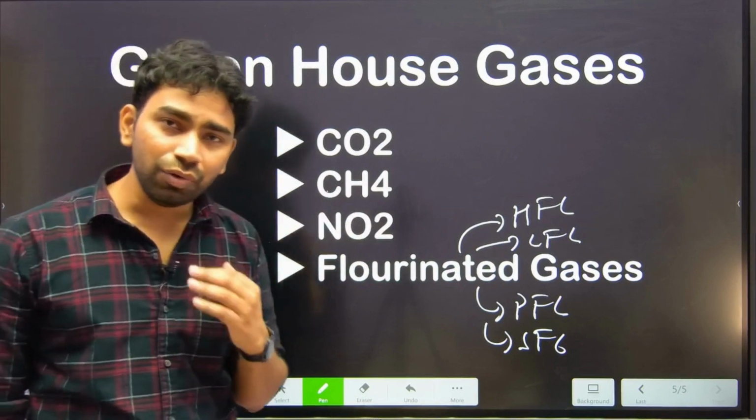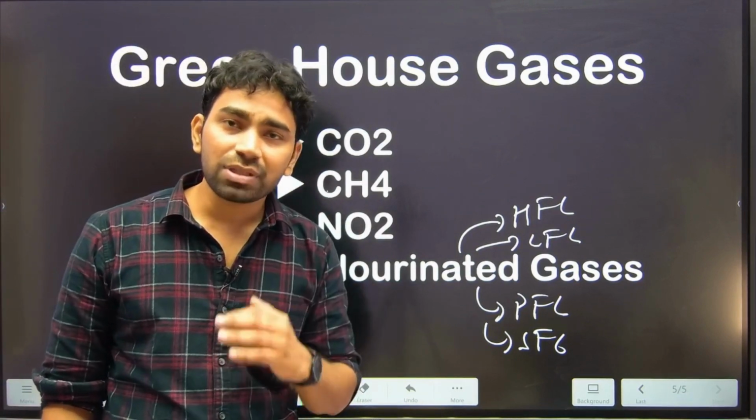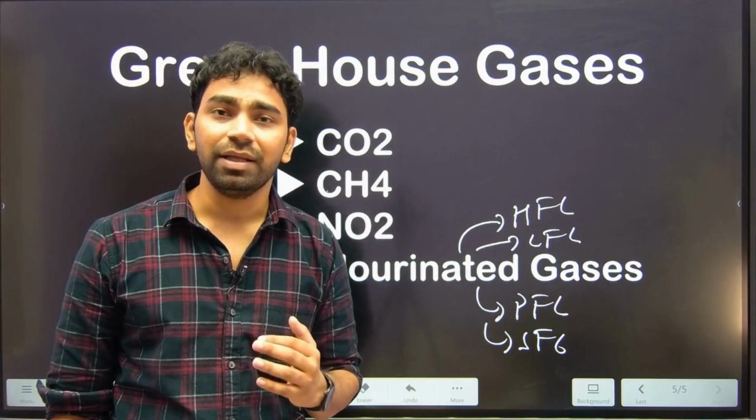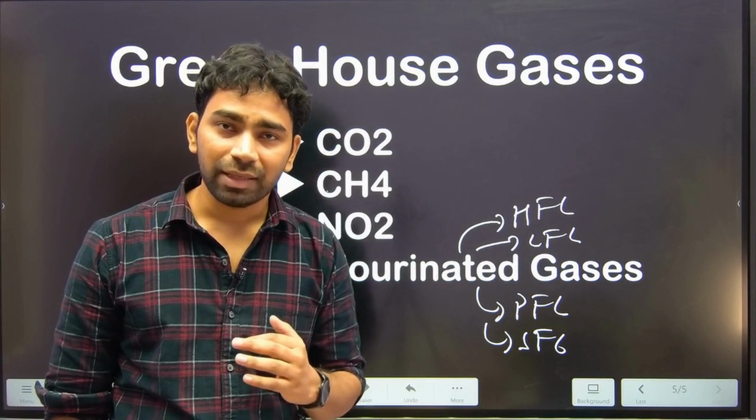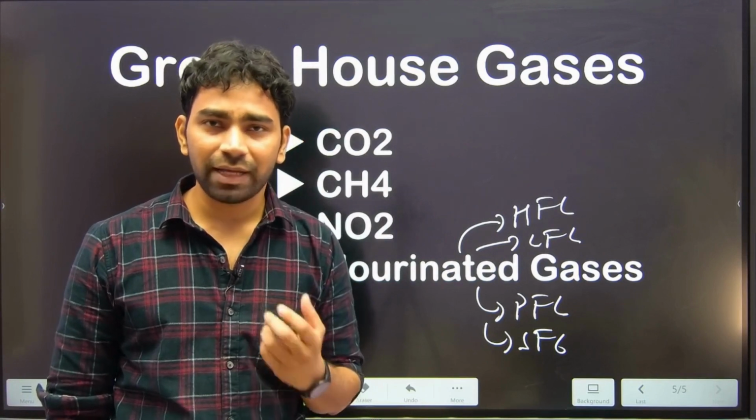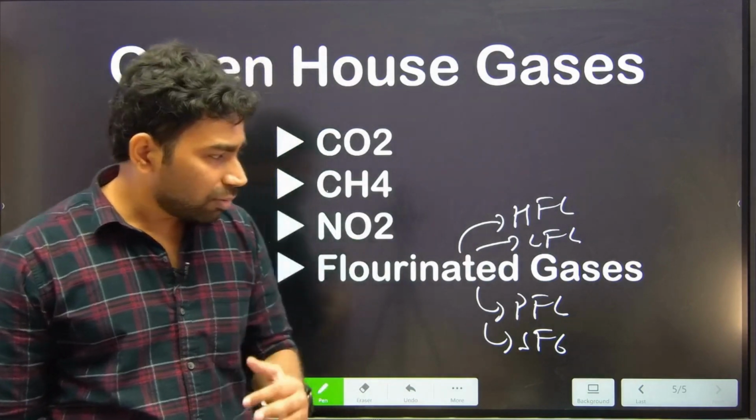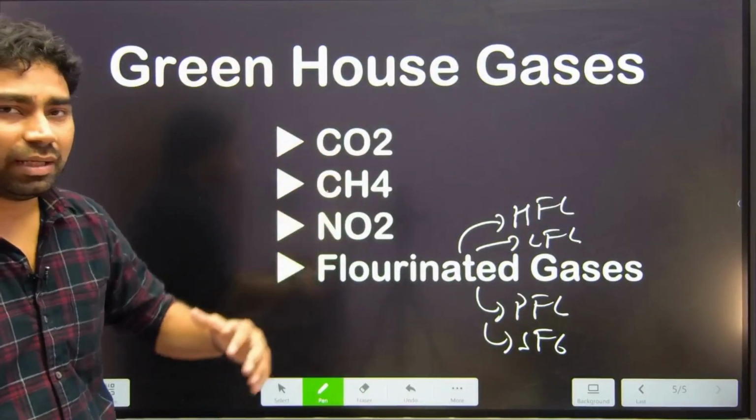But do you know that the most abundant greenhouse gas is water vapor, but that is produced naturally, so we cannot control that. Okay, so this is all about the greenhouse gases.